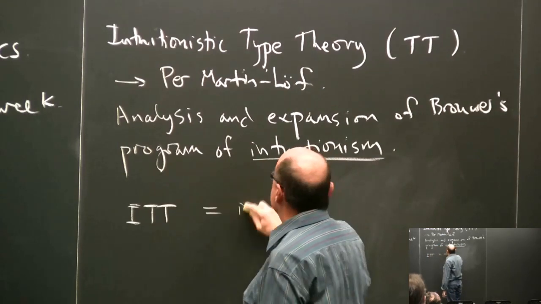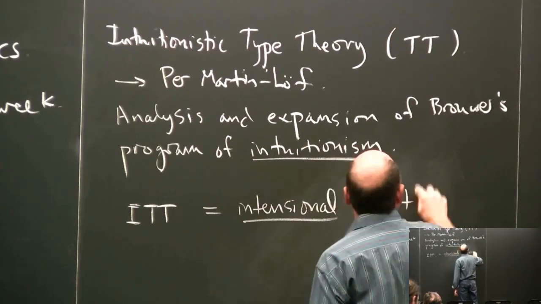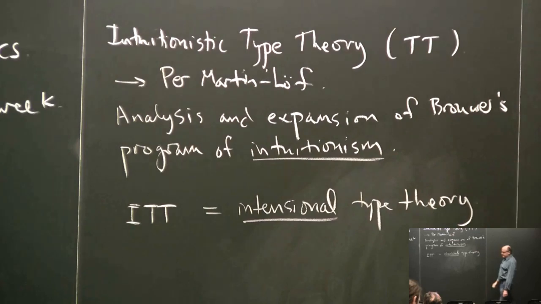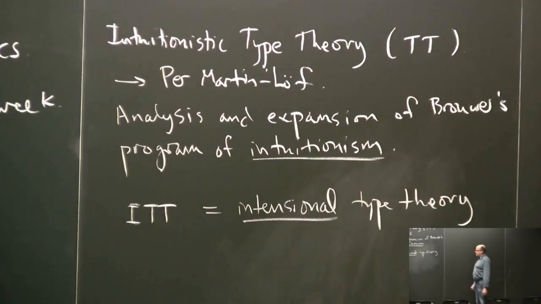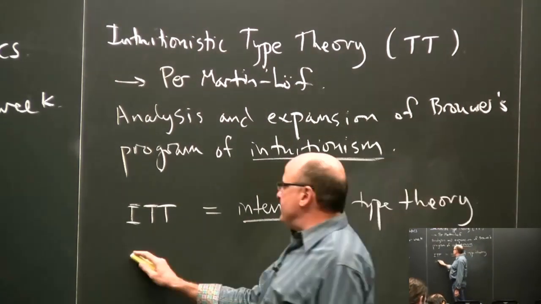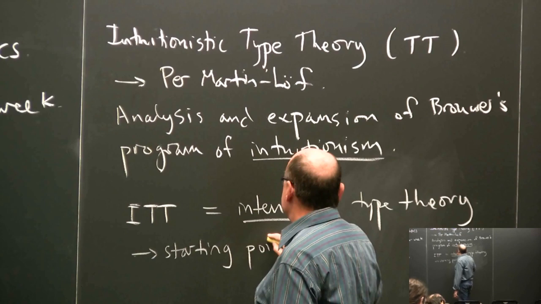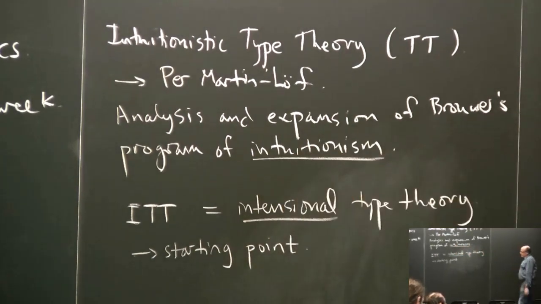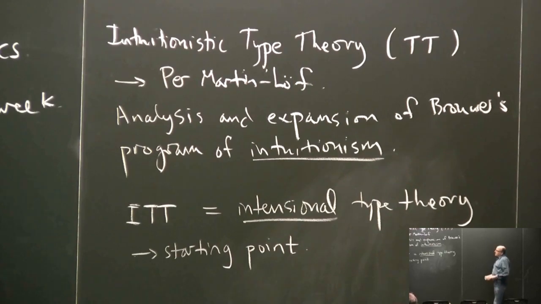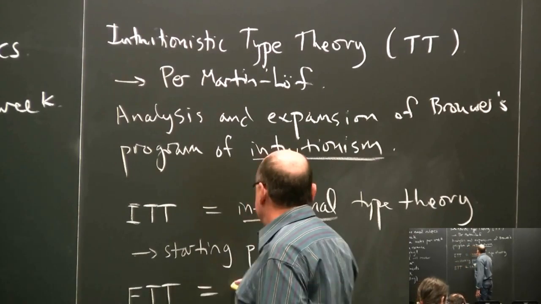That's called intensional type theory. I could have called intuitionistic type theory ITT, but then this would be IITT, so the convention that everyone uses is that ITT means intensional type theory. For our semester, this is going to be a starting point, and I'll explain very shortly what we're going to do. This is the basis of what we're doing. The reason it's a nice starting point is that various other forms of type theory can be seen as elaborations or extensions of ITT. In particular, there's another type theory called ETT, which stands for extensional type theory.